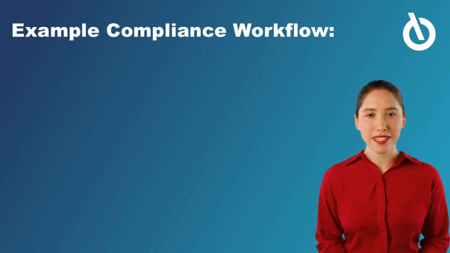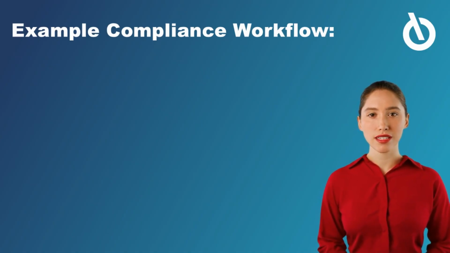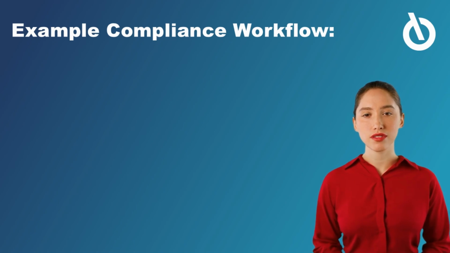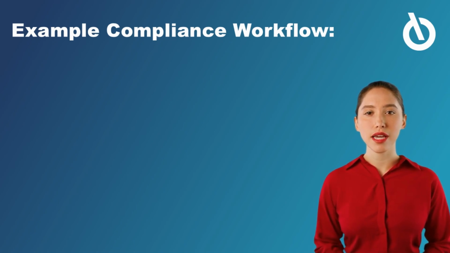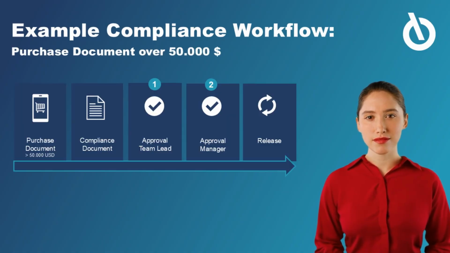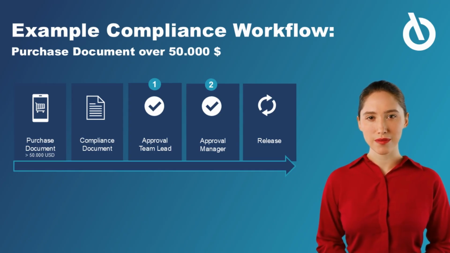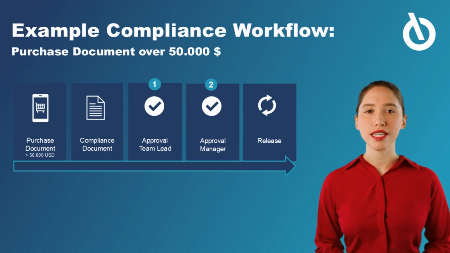The compliance permission structure is extremely flexible and can be individually adapted to your company. Let me introduce one example that we can use to set up the permission structure, and after that, the compliance check in Business Central. Let's say we want to implement a compliance check whenever a purchase is more than $50,000. In this case, the purchase order must first be approved by a team leader and additionally by a manager so it can be released.